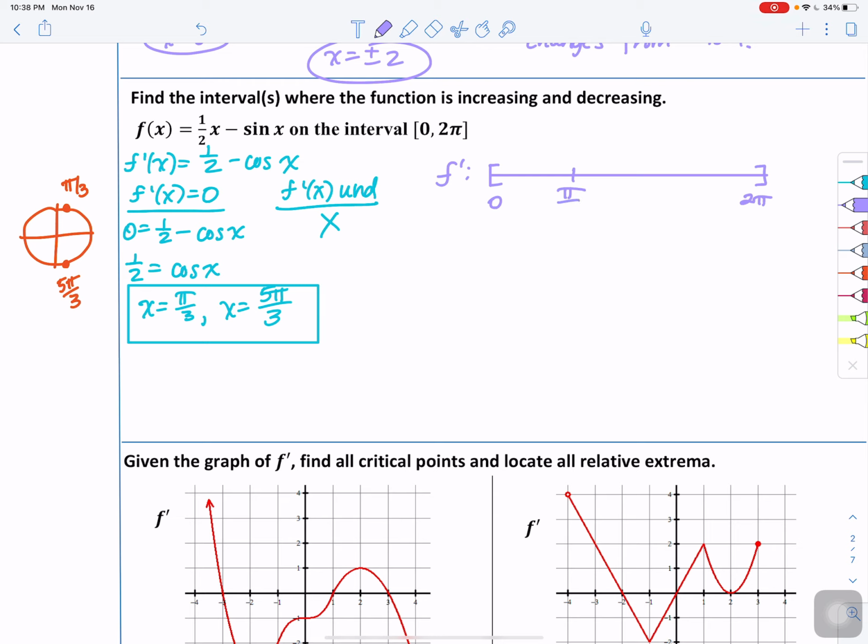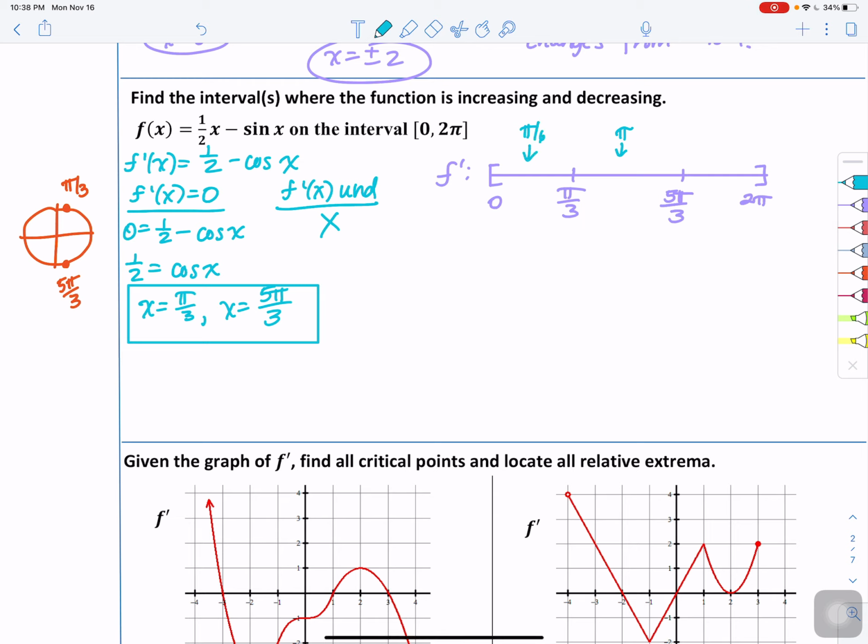So I'm going to put pi over 3 on here and 5 pi over 3. I'm going to tell you something. Choosing your test values can sometimes be difficult. Pick the easy ones. The easiest test value between pi over 3 and 5 pi over 3 is pi. And the easiest one between 0 and pi over 3, you guessed it, is pi over 6.